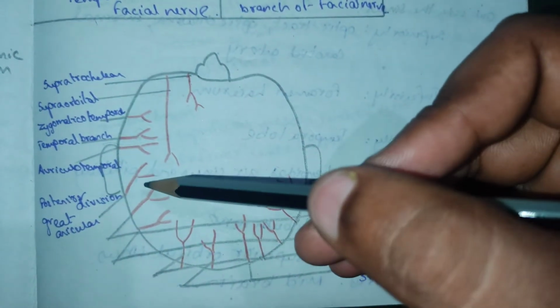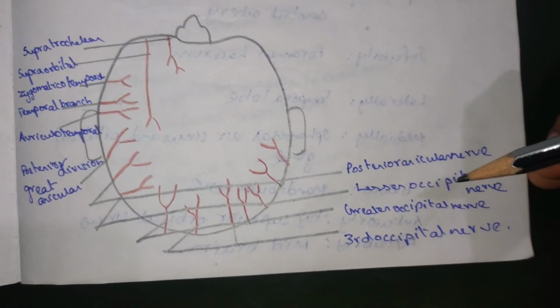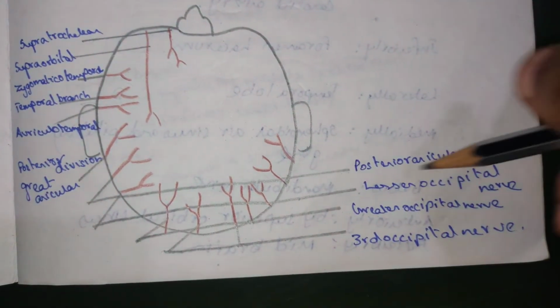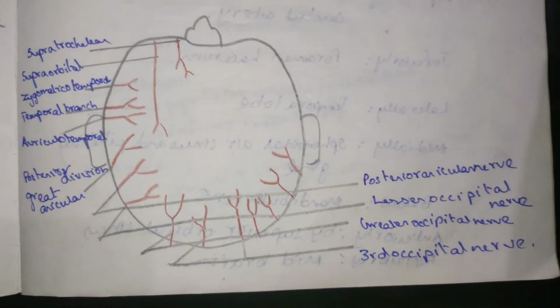sensory. And behind, there are the posterior division of the greater auricular nerve as well as the posterior auricular nerve, lesser occipital nerve, greater occipital nerve, and third occipital nerve. Here the only motor is the posterior auricular and the remaining are sensory.